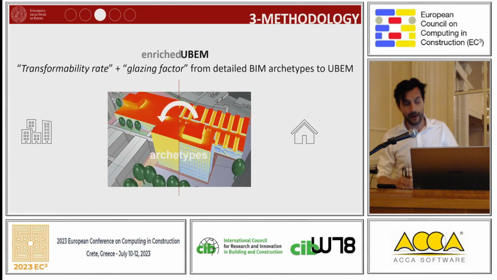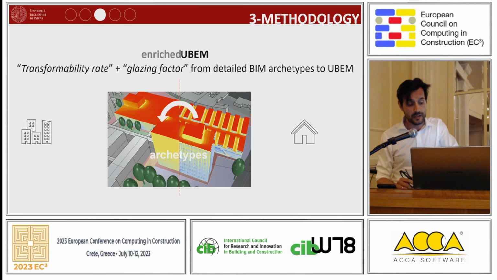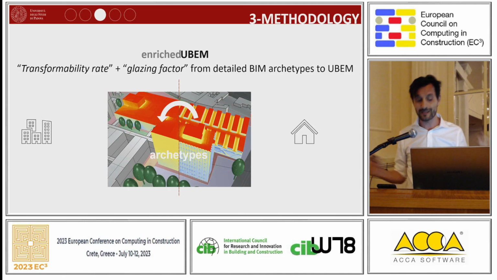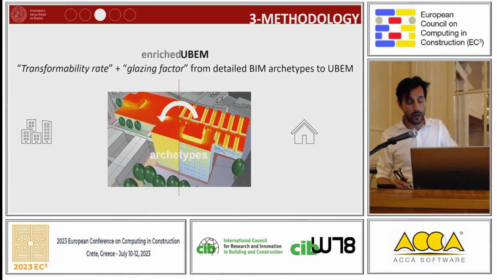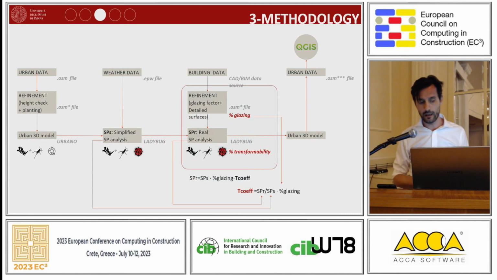Our approach is to define a process using enriched urban building energy models. So we started thinking about modeling some detailed models based on our knowledge of those models, and then to define two factors. One factor is the transformability rate, and the other factor is the glazing factor, in order to refine the solar potential. So this is more or less the methodology schema. The first step is to collect urban data.